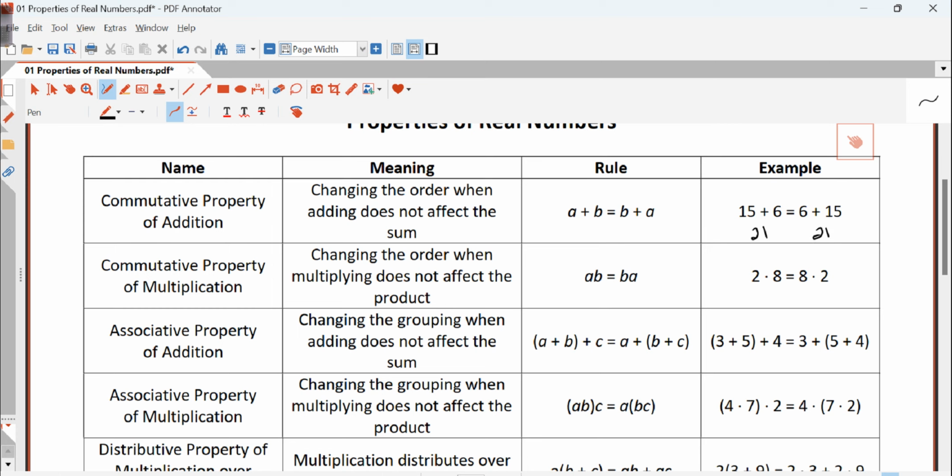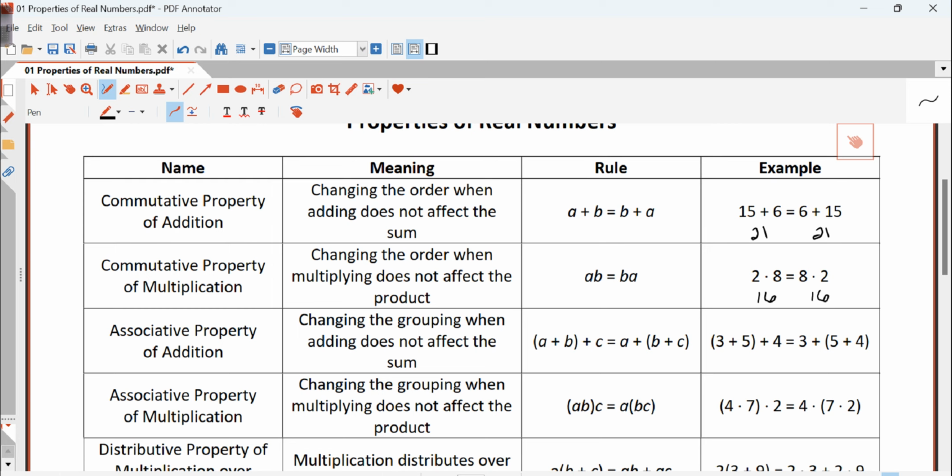The next one, commutative property of multiplication, is the same rule as above except for when multiplying. If you change the order when you multiply, it does not affect the product. So a times b equals b times a. So for example, that would mean 2 times 8 equals 8 times 2. And we could check that because 2 times 8 does equal 16, as does 8 times 2.